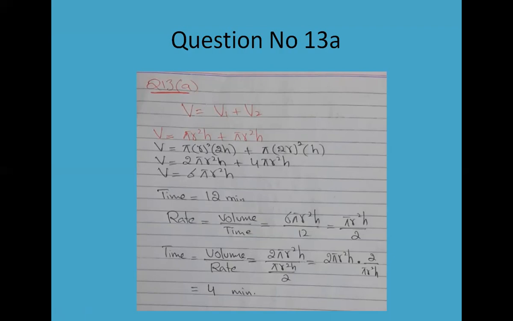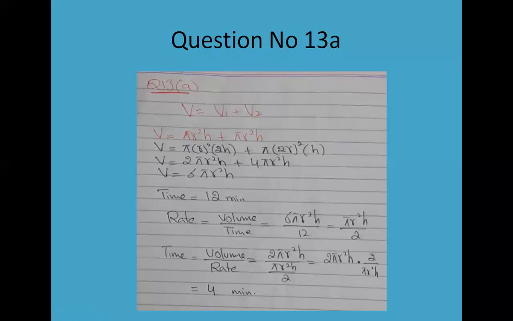So it took 12 minutes to fill that vessel. So the rate of flow I can find, the rate of flow with which the water is being poured. The rate of flow will be the volume divided by the time. So you will have 6 pi r square h divided by 12. So the rate of flow will be pi r square h divided by 2. Then the question comes, they ask how much time it will take to fill the lower tank.